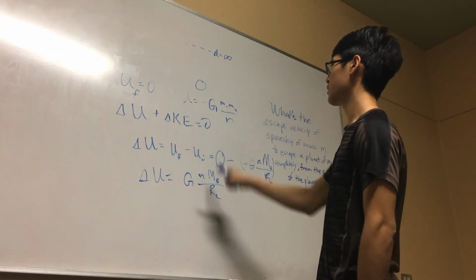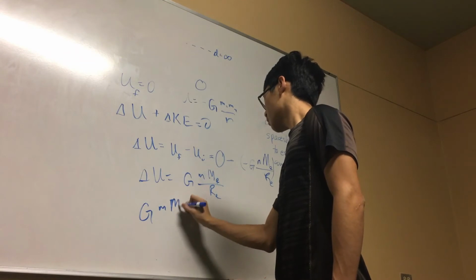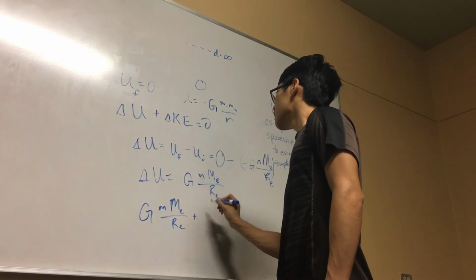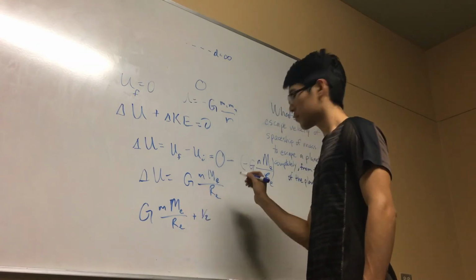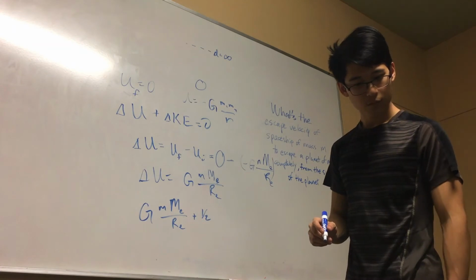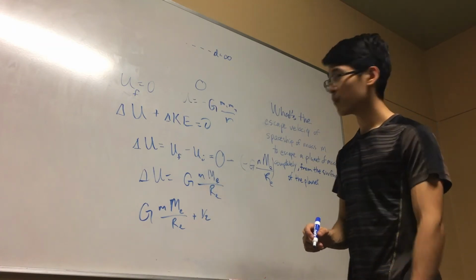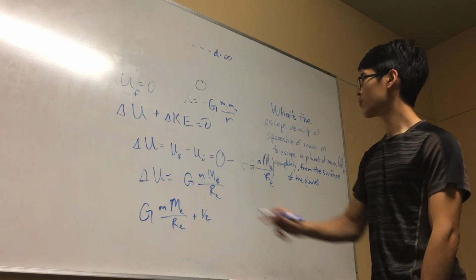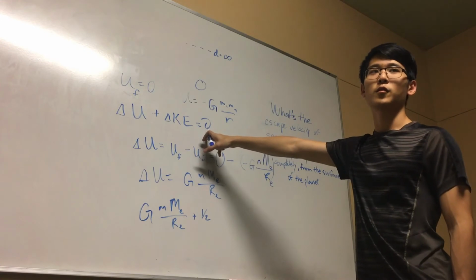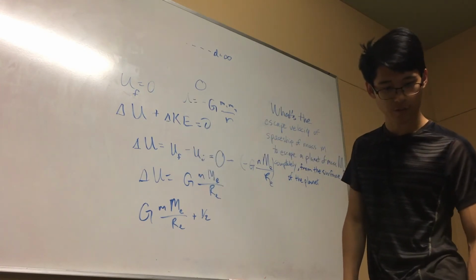Now let's plug this in here. G M E over R E is equal to plus. Wait, I get why the final velocity would be 0, since at escape velocity the final velocity is 0. But why is delta U plus change in kinetic energy equal to 0? This is just the equation for conservative forces. Gravity is a conservative force, so just remember this equation always holds for conservative forces.